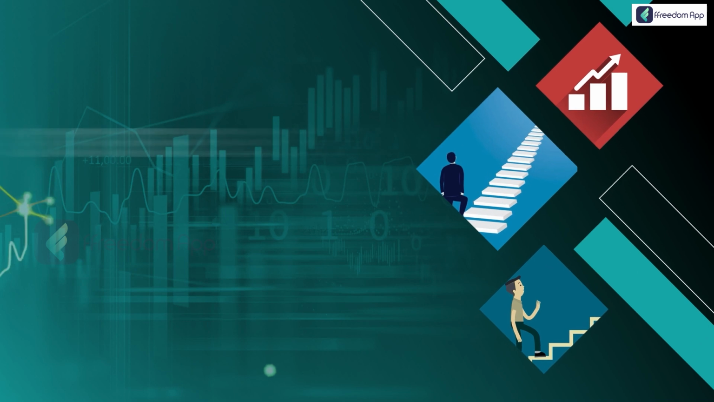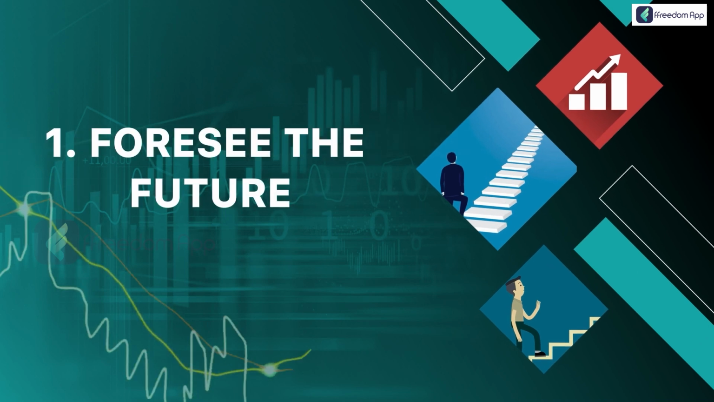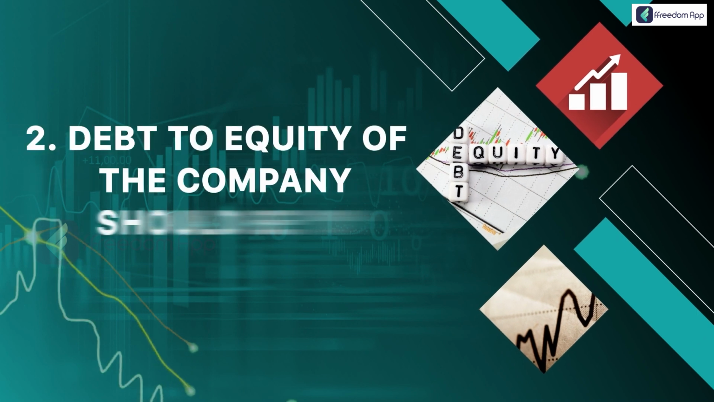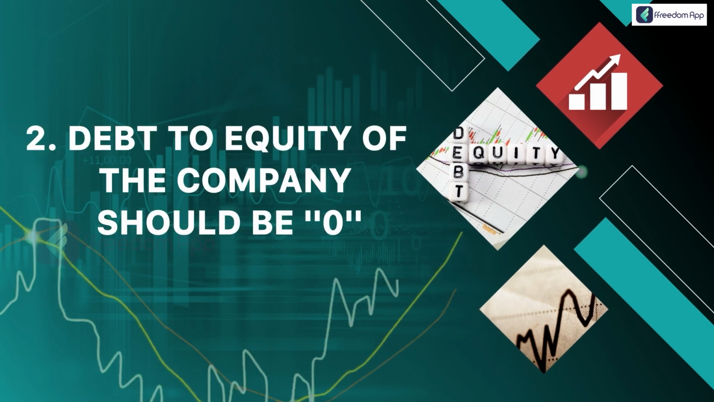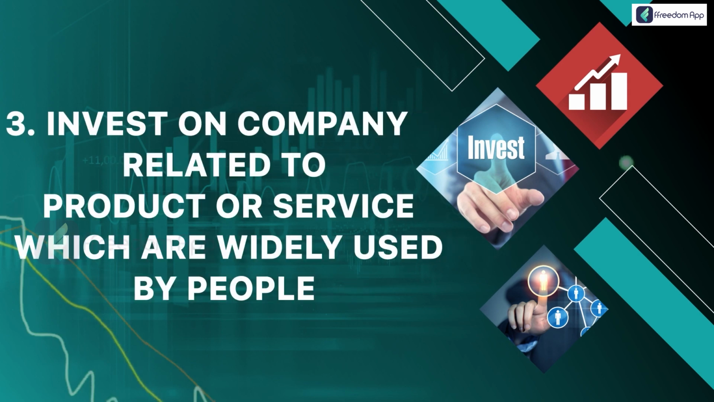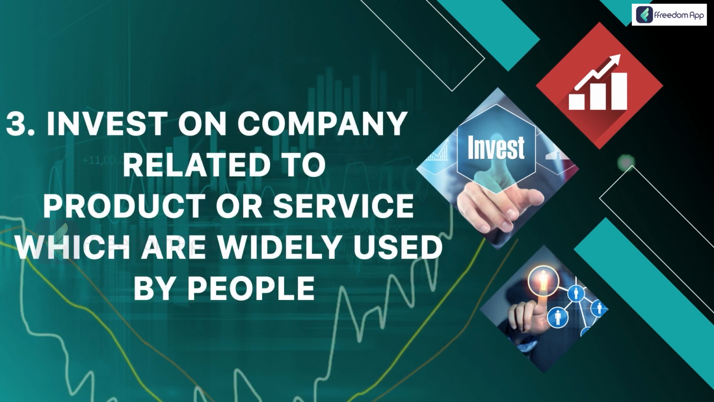So first way, we will foresee the future of the company on which we are planning to invest. Second one, we will make sure that debt to equity of that company is 0. And the third way how we can actually find if we are investing in the right company is we can invest on the companies which are providing the products or services which is very commonly used by people. I'll give you an example here.